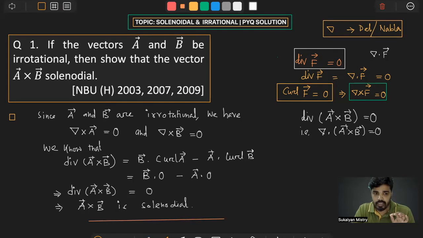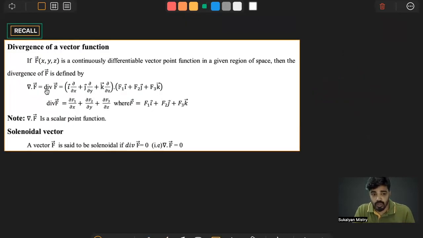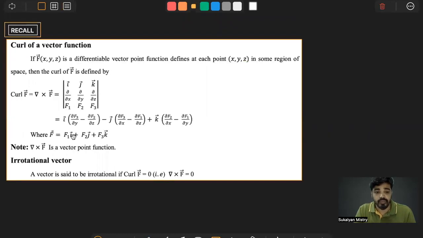So remember these two points. A vector F is said to be solenoidal if divergence F is equal to 0. A vector F is irrotational if curl F is equal to 0. Curl F means del cross F is equal to 0.